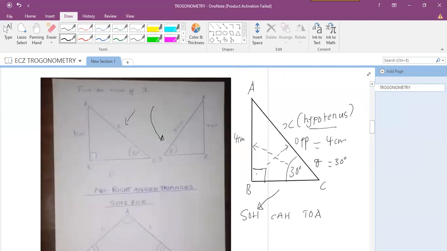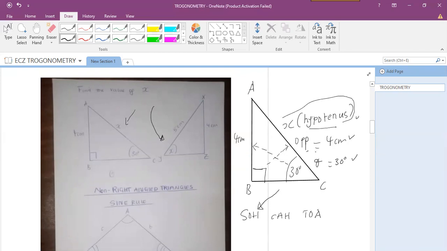Let me go back. In this triangle, we have to find the value of x, so we have to know what we've been given. We followed this tip there to locate x, and we found that x is the hypotenuse. Then we followed this angle to the opposite, which is 4 centimeters. And we have this angle, which we've called theta. So we have theta, the opposite, and the hypotenuse, and they want us to find the hypotenuse, which is x.